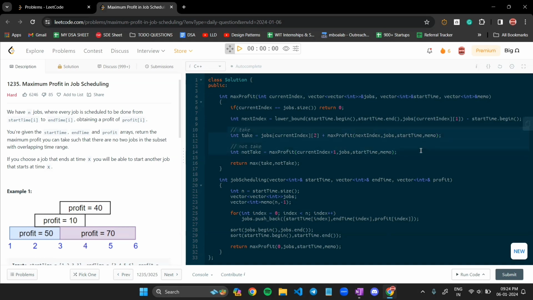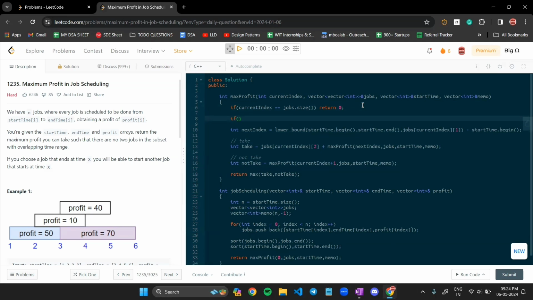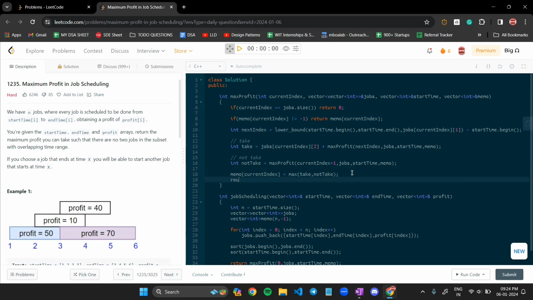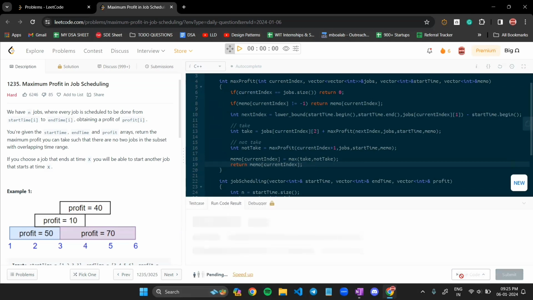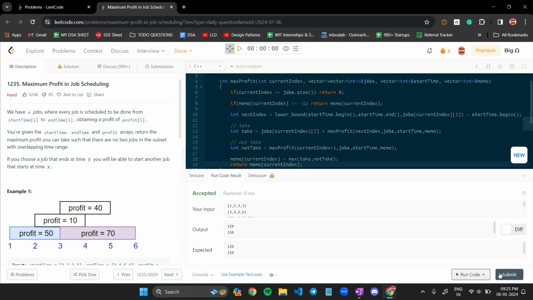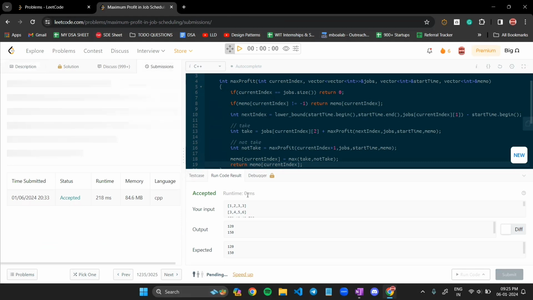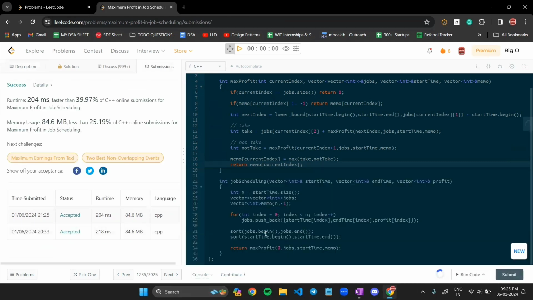Now, before making these two recursive calls, we will check if we have already found the value present at current index, meaning it is not equal to -1. So simply we'll return the value present at the current index, and we won't make these two recursive calls. Otherwise, we'll make those recursive calls. Now let's also store this value, and we'll return memo of current index. Yeah. So let's run this on the given test cases. So it's working fine. Let's submit it. So it got accepted.